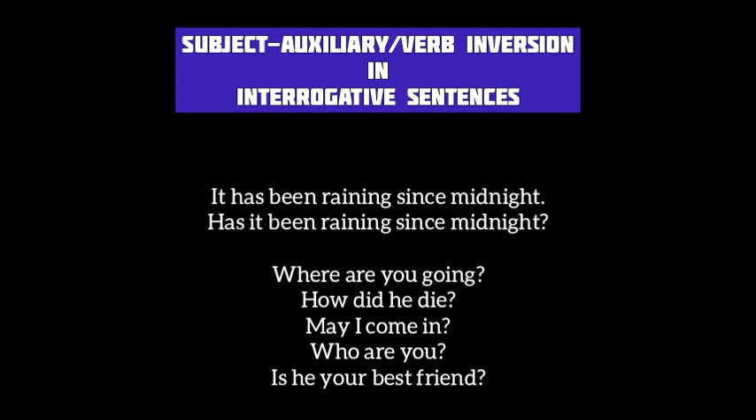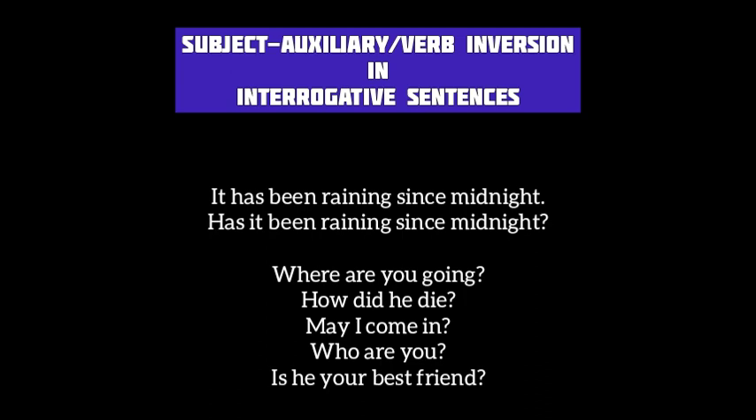Here are some more examples of inversion in interrogative sentences on your screen. The assertive sentence, it has been raining since midnight, has two auxiliary verbs, has and been, in present perfect continuous tense. But remember, in the interrogative structure, only the first auxiliary verb has will be placed before the subject it. In the next example, where are you going? The auxiliary are has come before the subject you. In the interrogative sentence, how did he die? The auxiliary did and the subject he are inverted. In the following sentence, may I come in? The modal auxiliary may and the subject I have been inverted. Here the term inverted means their positions have been interchanged.